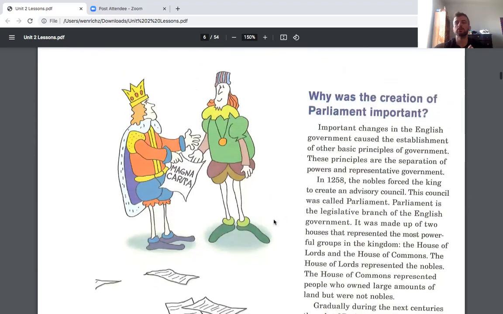All right, so now that we've got the Magna Carta, next we're going to find out about the creation of Parliament. So the Magna Carta then shifts power from the king to the nobles. And now we're going to see how the nobles begin to take a little bit more power away from the king. And I'll probably in class draw a picture of the three groups of people that are mentioned in this lesson so far.